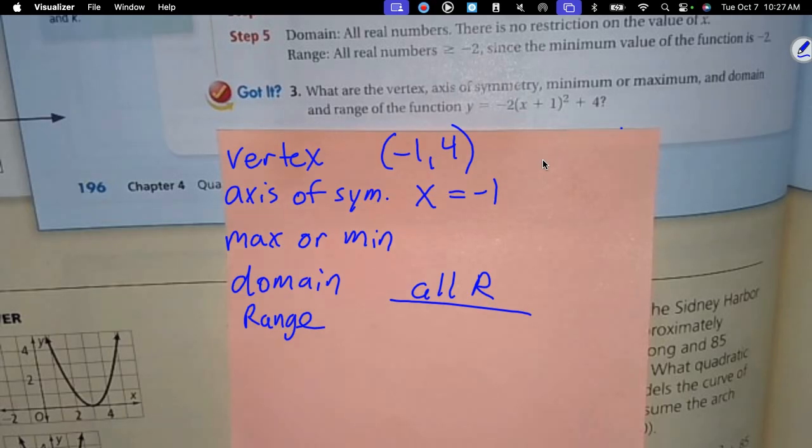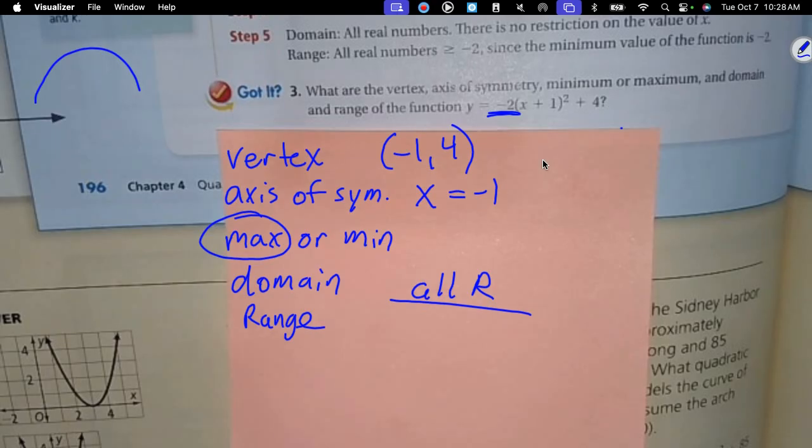Is this a max or a min? Let's look at that number out front. What's the number out front? It's -2. So is it a max or a min? If it's negative, is it happy or sad? Sad, so it would look like that. So is that a max or a min? Max is up top. Yeah, max. So maximum at -1, 4.